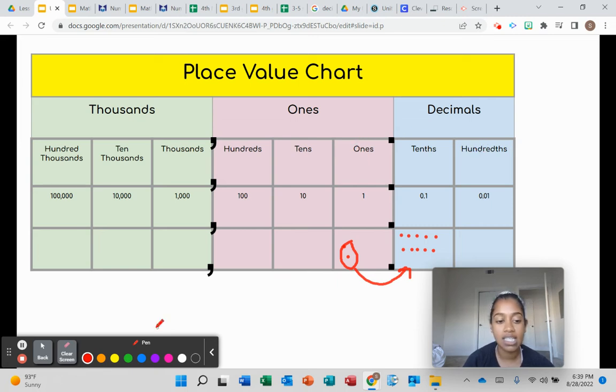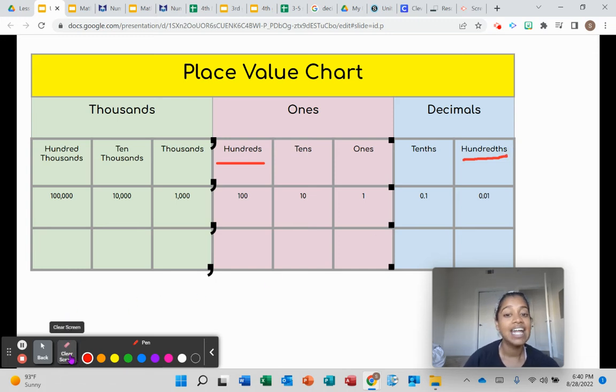Now, when we look at our ones, if we go one place value higher, we go to our tens. And then if we go one place value lower, what do you think we will have? That's right, we will have tenths. Fantastic. Now, if I go 2 place values higher, 1, 2, I have hundreds. So what do you think we will have if we go 2 place values lower? 1, 2. That's right, we will have hundredths.